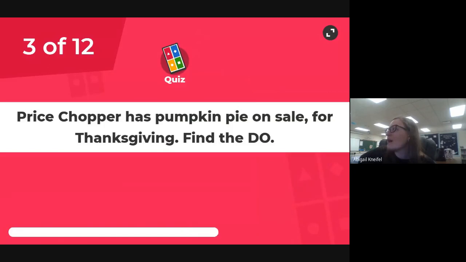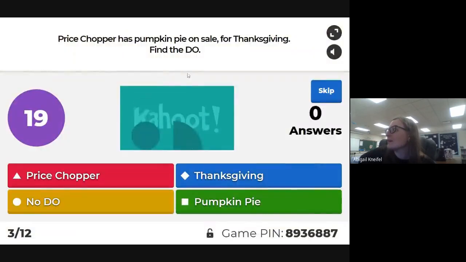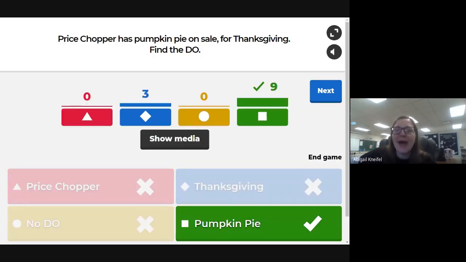Price Chopper has pumpkin pie on sale for Thanksgiving. Find the direct object. So, pumpkin pie for sale for Thanksgiving. Price Chopper has pumpkin pie on sale for Thanksgiving. What is our direct object? What's on sale? Or what does he have? Pumpkin pie. Yep, that's our direct object. That's what the whole thing's about.